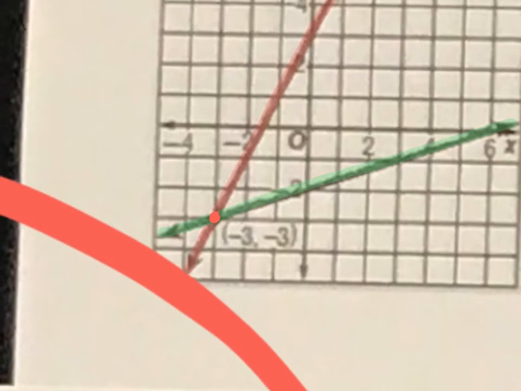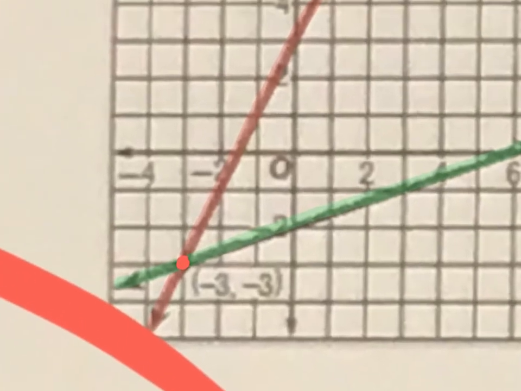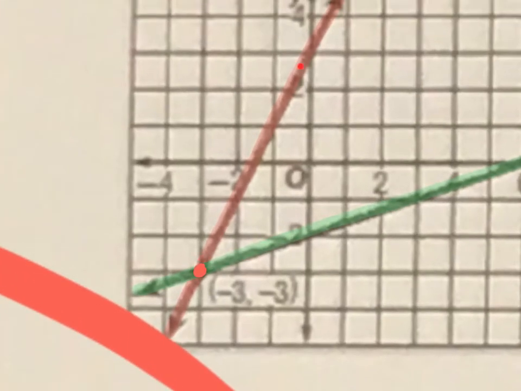So, for example, if I were to have a system and I graphed my red line, my green line, and I found that this was my point of intersection, the coordinate (-3, -3), that's my solution. If they ask me to solve, you're going to say, oh, my answer is (-3, -3). But if they ask you to classify it, that's when you say, oh, that's a consistent, independent system.